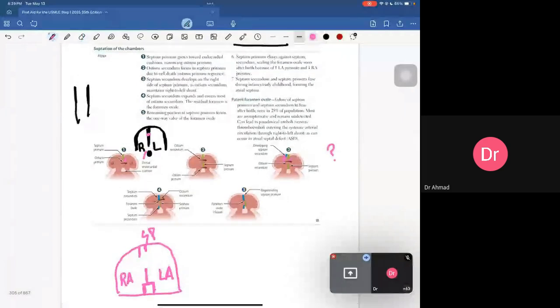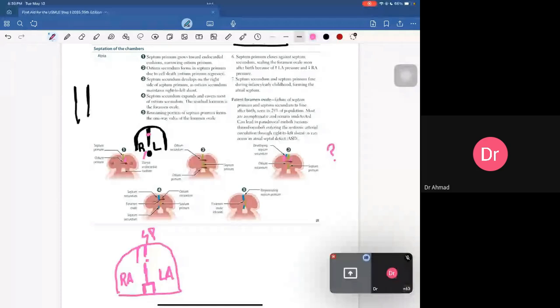You do not want to go into so much detail about this because it is not as high yield as that. But let me tell you what's important here, the thing that you want to focus on. Since this is the ostium secundum, it closes in every single person. If this ostium secundum does not close, it will cause a condition known as the patent foramen ovale, right?